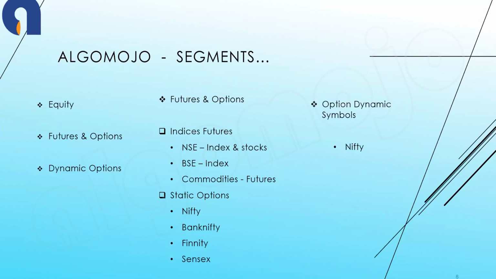Then dynamic symbols you can select for Nifty, Bank Nifty, and Fin Nifty, and even for Sensex. Depending on the spot price at the time of the signal being generated, we will execute the price as per your selection. Suppose you have selected ITM5, depending on the spot price at that point in time when the signal is received, the ITM5 will be executed. It could be ATM, it could be OTM, any of these.